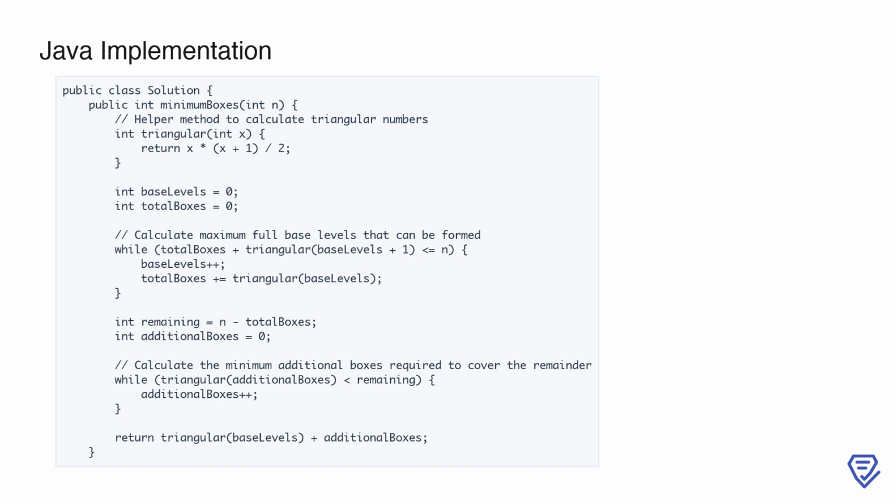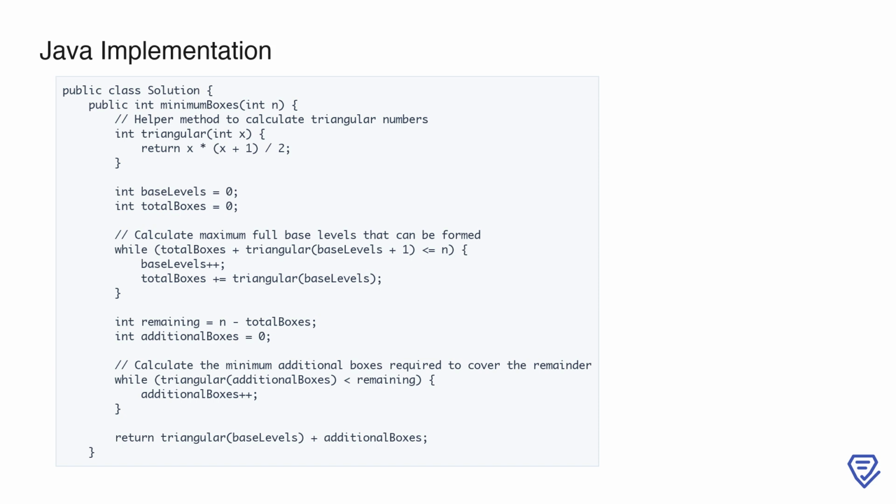Using a while loop, we calculate the maximum number of full base levels that can fit within the given n boxes. The loop continues as long as adding another level, represented by triangular(base_levels + 1), does not exceed n. With each iteration, we increment base_levels and add the corresponding triangular number to total_boxes. After exiting the loop, we calculate the remaining number of boxes that still need to be placed to reach n. For this, we subtract total_boxes from n.